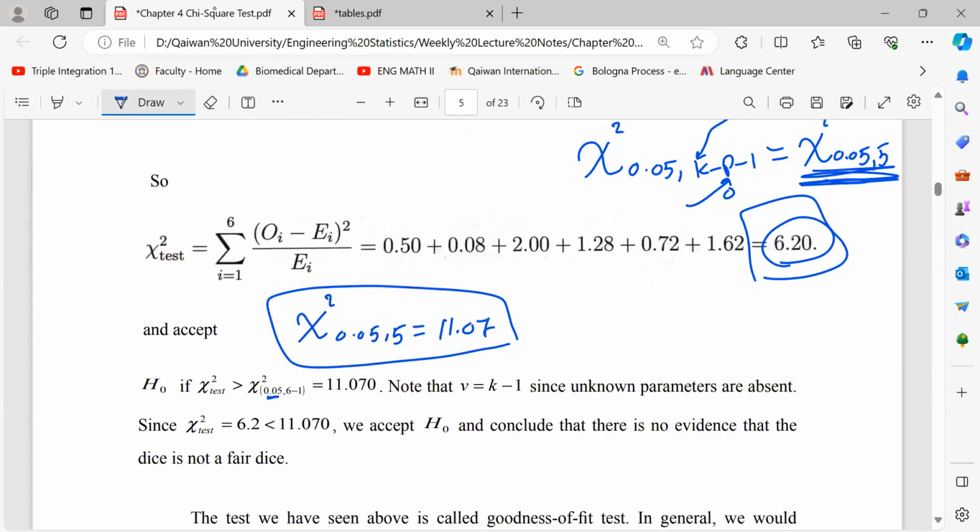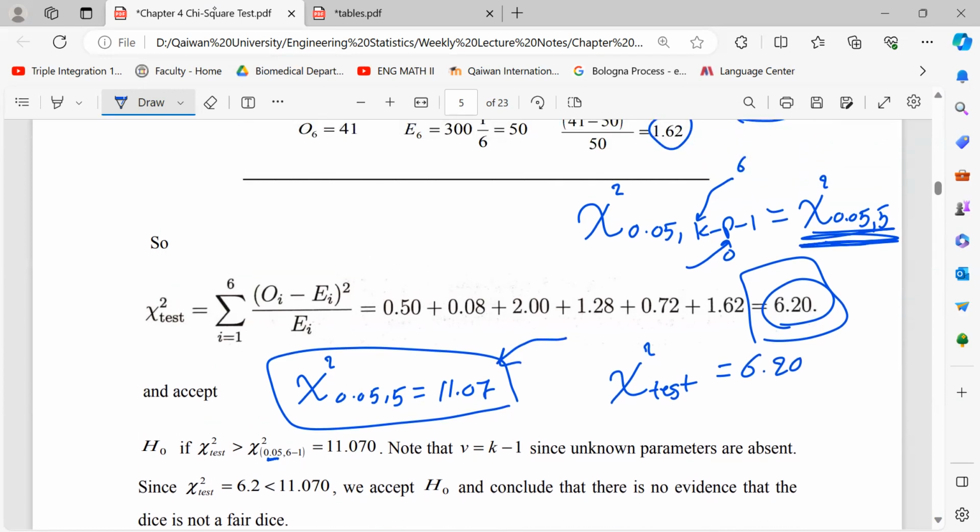Okay. Here, this is the chi-square from the table. It's 11.07. And we already found the chi-square test, which is 6.20. Which one is bigger? This one. We said if chi-square test is greater than chi-square of alpha, k minus p minus 1, if this is greater, in this case, we'll reject.